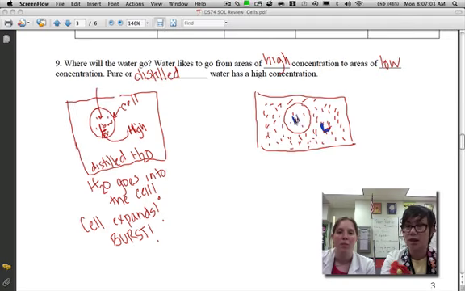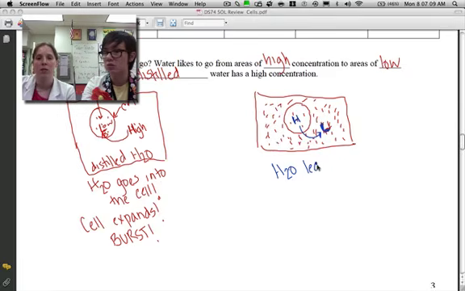Which means that by default I'm going to be high on the inside. Right. And again, water always wants to be equal, so in this case water is going to flow out of the cell. And if water flows out of the cell, is the cell going to expand or is it going to contract? It's going to contract. It's going to get smaller or shrink.